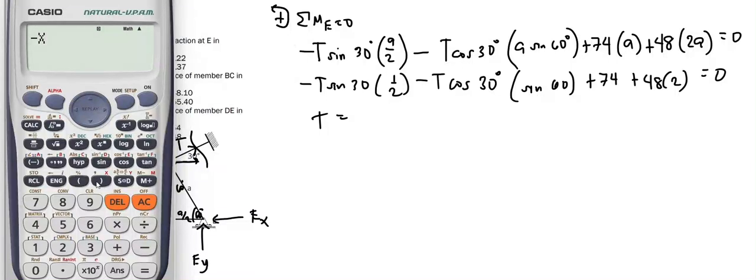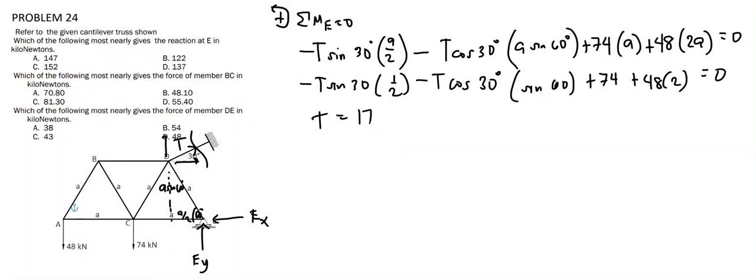This is negative T sine of 30 degrees times 1/2 or 0.5 minus T cosine of 30 degrees times sine of 60 degrees plus 74 plus 48 times 2 equal to 0. Shift solving, we get T is equal to 170 kilonewtons. Now we have the value for T. We can now take summation force vertical and horizontal to solve for the reaction at E.